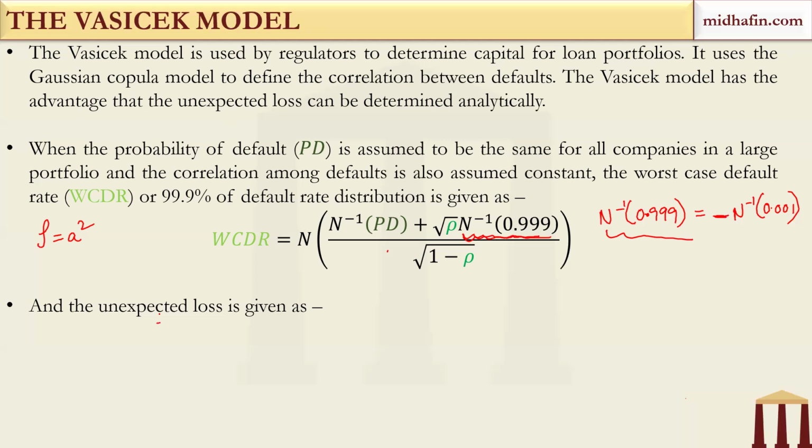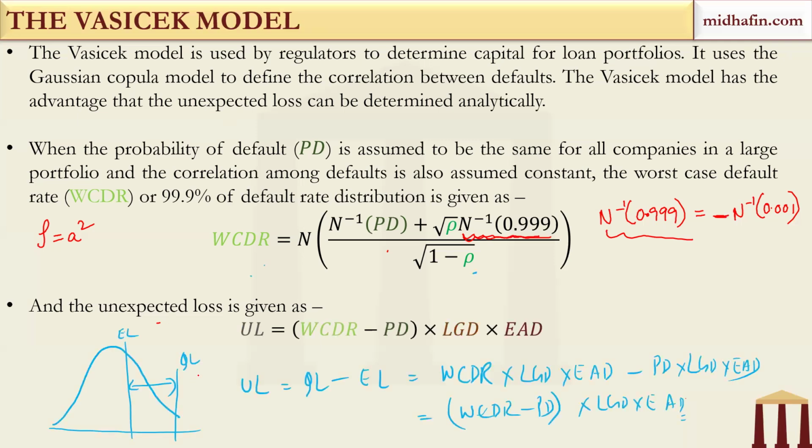So unexpected loss is this. And again, derivation is quite easy. You use this formula. Unexpected loss is equal to quantile loss, this worst case loss, minus expected loss. This was the unexpected loss, which is nothing but WCDR multiplied by LGD times EAD, minus expected loss. The formula was PD multiplied by LGD multiplied by EAD.